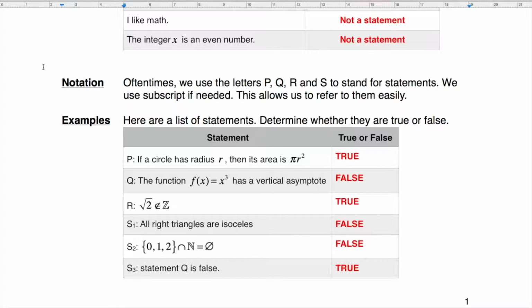Statement S sub 2, the intersection of the set {0, 1, 2} and N is the empty set. If we think about it, the intersection of the set {0, 1, 2} and N is actually {1, 2}, so the statement S sub 2 is false. Finally, statement S sub 3, statement Q is false. So here we have defined statement Q earlier. If we go back up here, statement Q, the function f of x equals x cubed has a vertical asymptote. We had determined that this was false, and therefore statement Q is false is true.